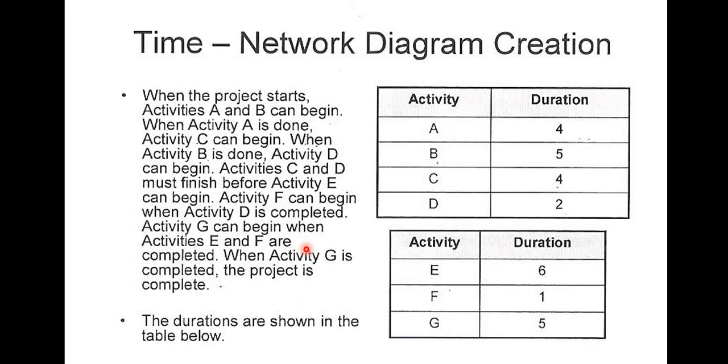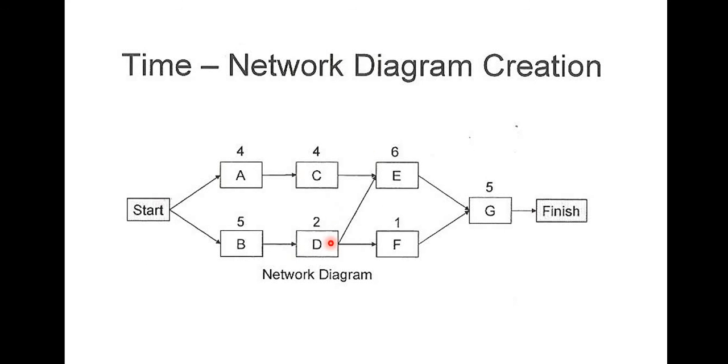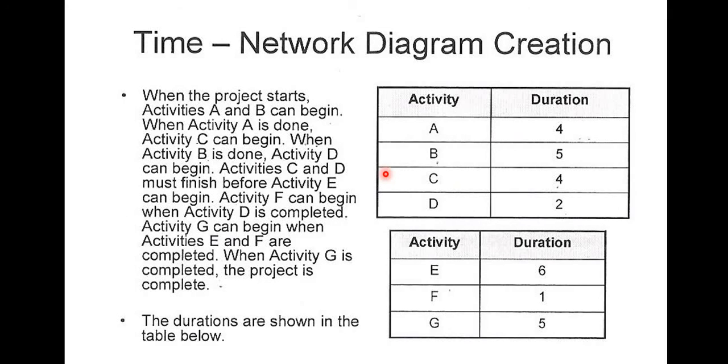Activity C and D must finish before activity E can begin. Look at that. So what is the predecessor relationship between C and D, and between C and E? C and D is obviously finish to finish. That is, they have to finish before E can start. I hope this is clear and you are following.